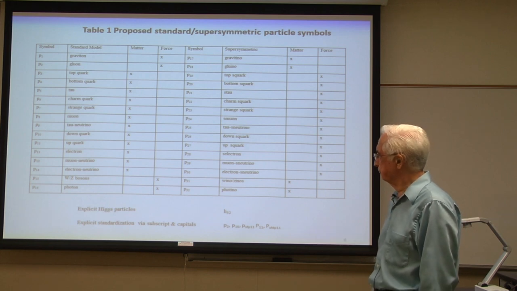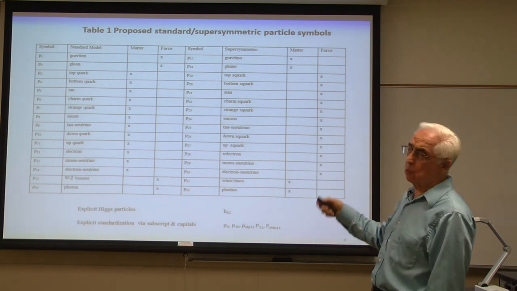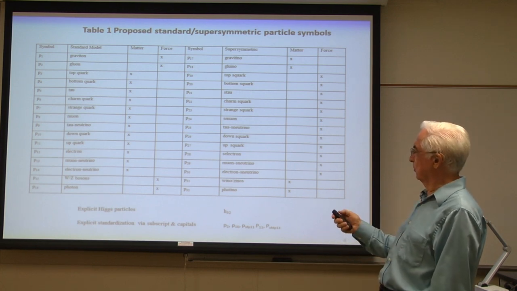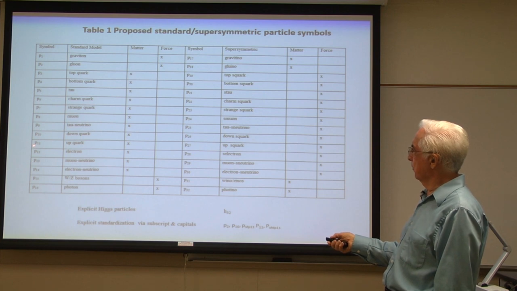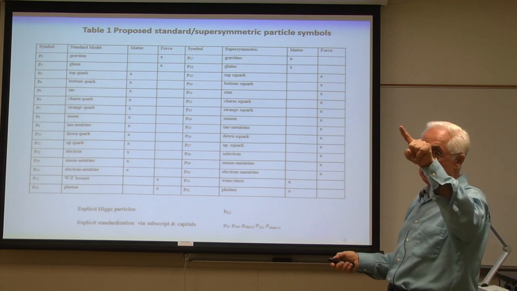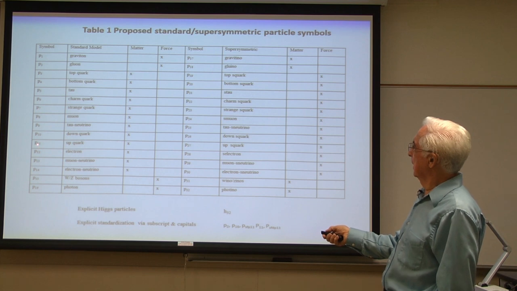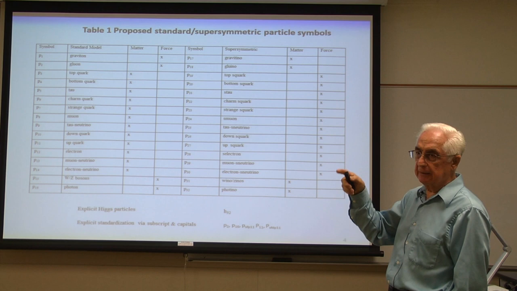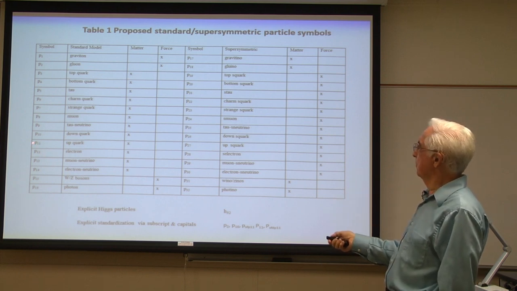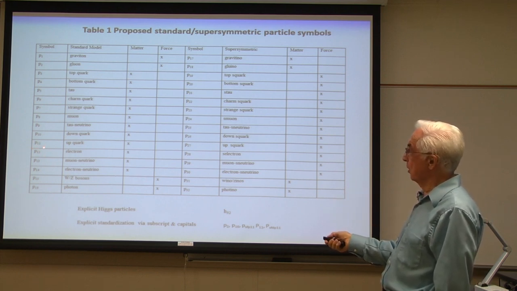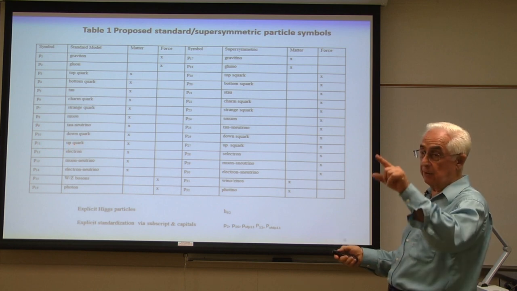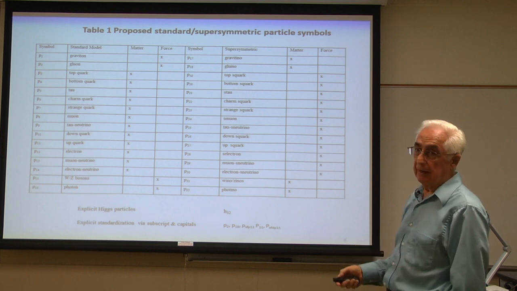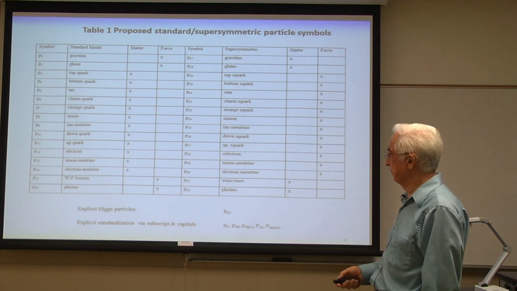the photon. Now, why did I reinvent the wheel? These symbols already exist as existing symbols. For example, my up quark, P11, is denoted by a U in existing symbols. My up quark, P27, is a U with a tilde over it. My P11 bar, the anti-up quark, is denoted by a U with a bar over it.